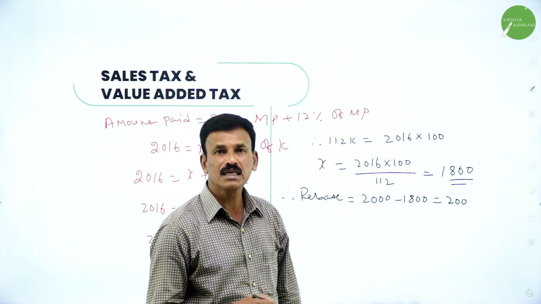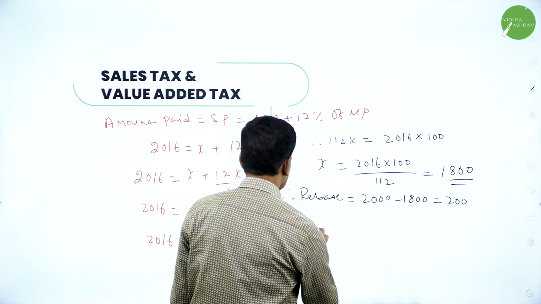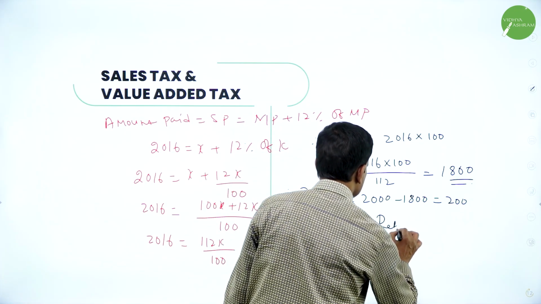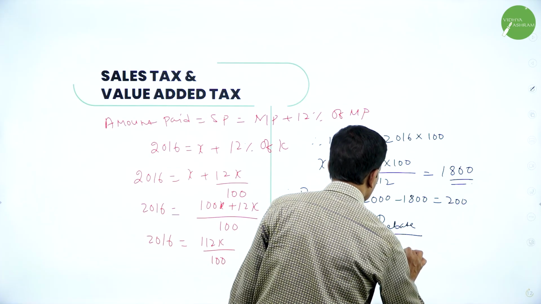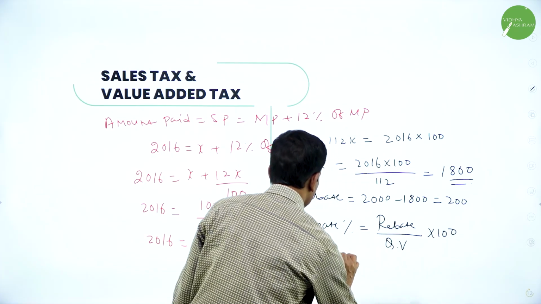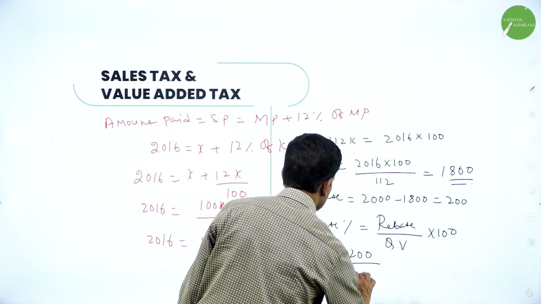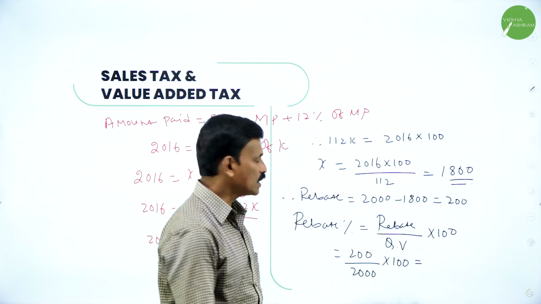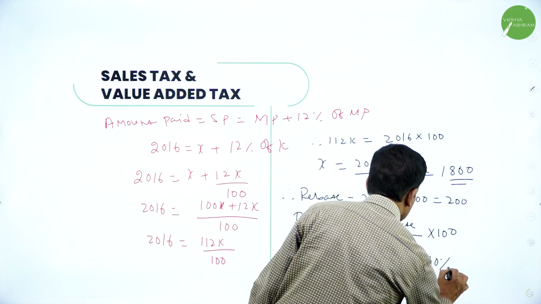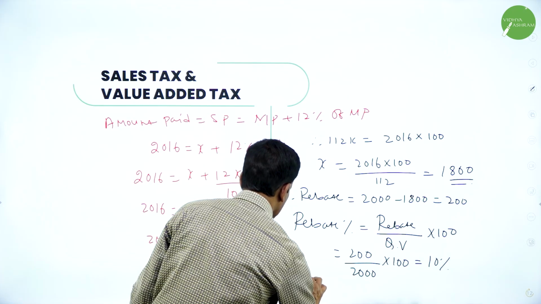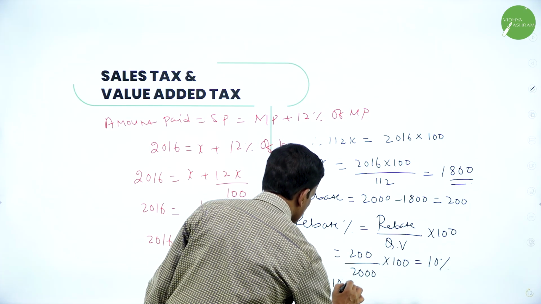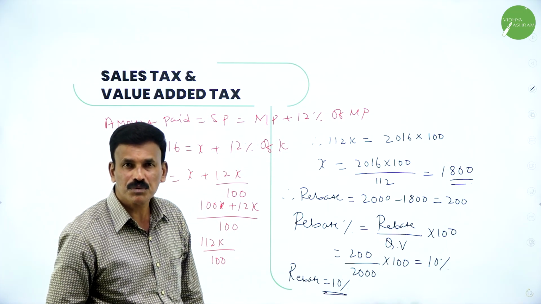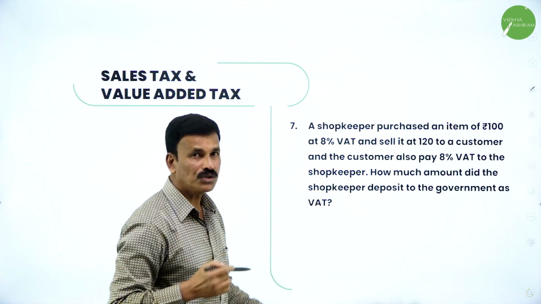Now we have to calculate the rebate percentage. So rebate percentage is equal to rebate divided by quoted value into 100. What is the rebate? 200. Quoted value is 2000, into 100. So that is equal to 10%. So the rebate he is going to get is 10%. That's it. This is how we are going to solve this problem also, right? Very important. Now move on to the next problem.